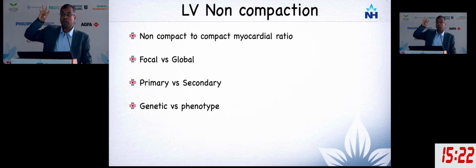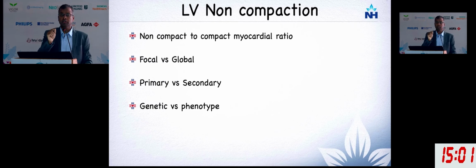Sometimes you'll only get focal areas of non-compaction. The diagnosis on cardiac MR is based on the ratio of non-compact to compact myocardium, a ratio of more than 2.3. But if there is just one segment of non-compaction, please don't call it non-compaction.